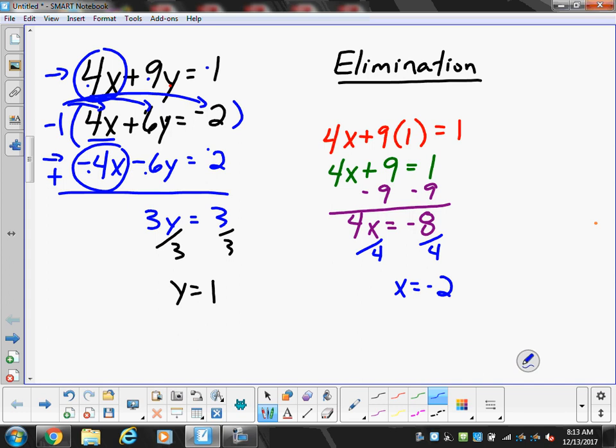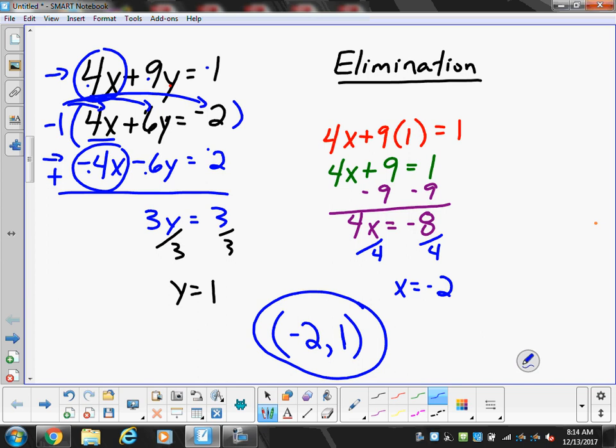So again, x comes before y in the alphabet. So in my ordered pair, the negative 2 comes before the 1. So that's that one.